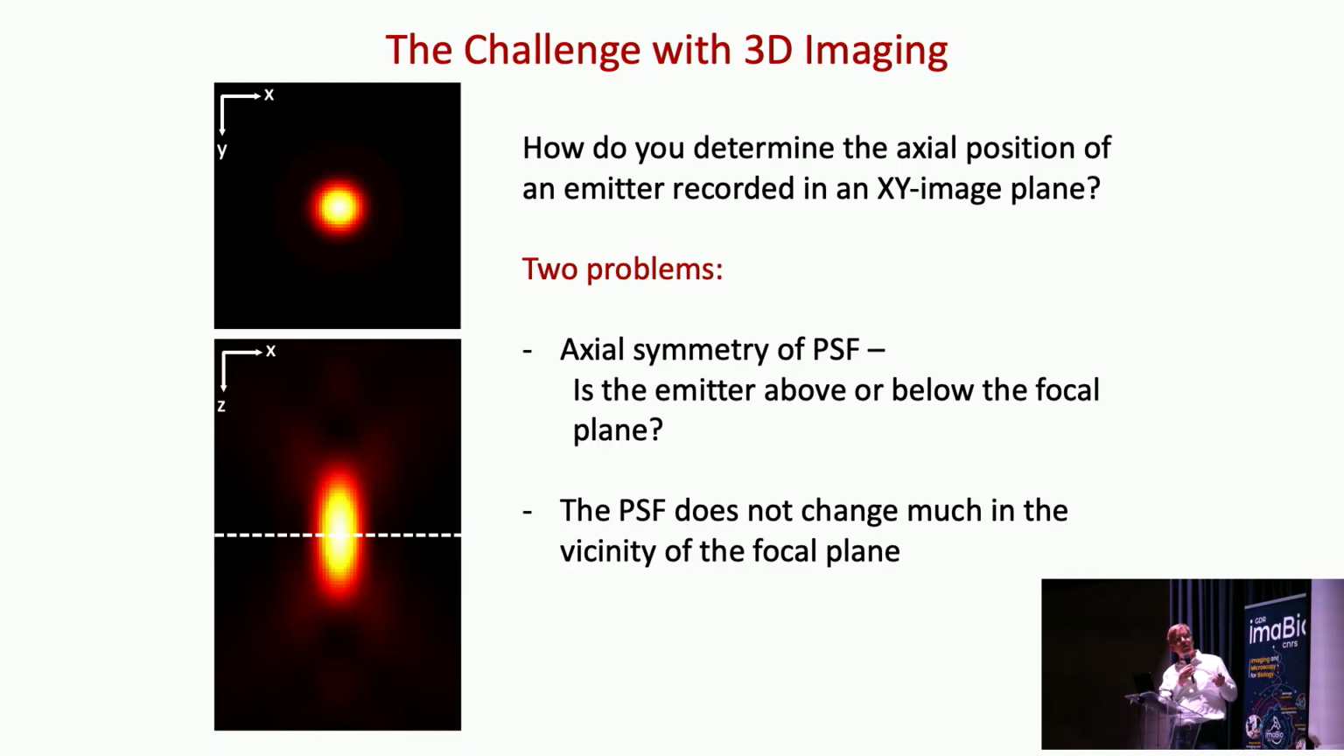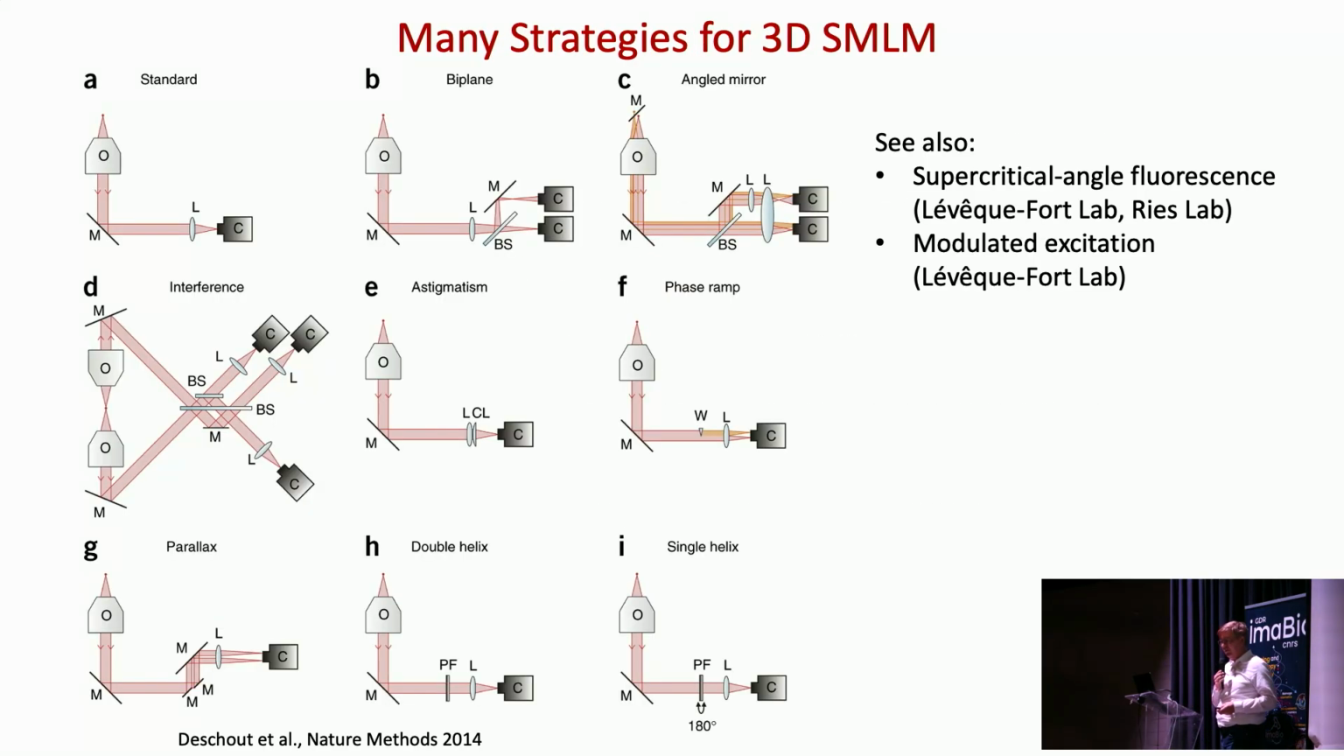So the axial symmetry of the point spread function and the fact that the point spread function doesn't change much in the vicinity of the focal plane. There have been many strategies over the years how to solve this. We are not going into depth here, but this is from an older review, which is about 10 years ago. Since then, there have been quite a number of additional innovative approaches, in particular here by Sandrine Leveque-Fort's lab, which are not included in this figure yet.